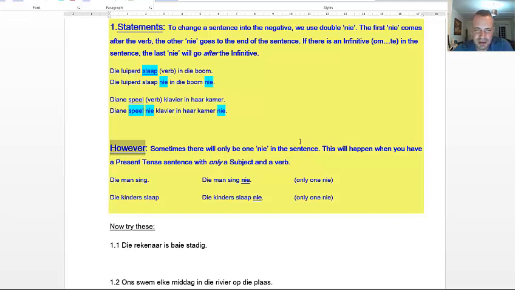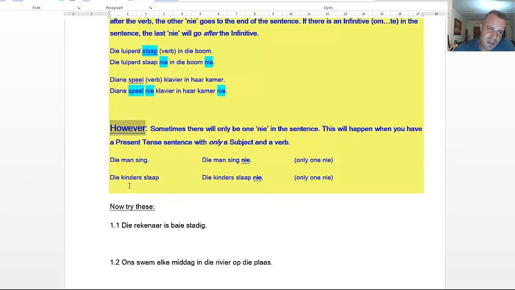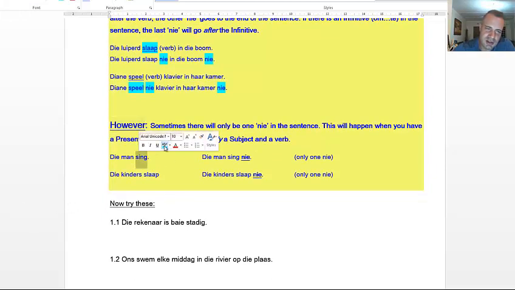Okay, so when does this happen? It's when you have a present tense sentence. It'll be in the present tense, and there's only a subject and a verb. So it's a short sentence. You can just tell yourself, if the sentence is really short, you just need one ni. Look at the sentence here: Die man sing, the man is singing. There's the first verb, but it's also the last word in the sentence.